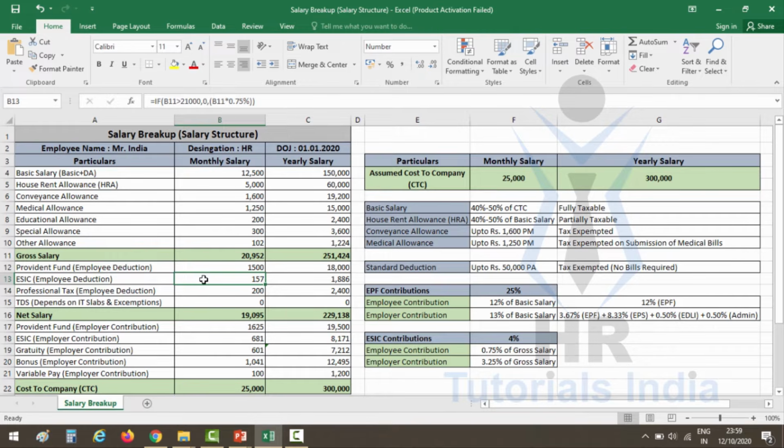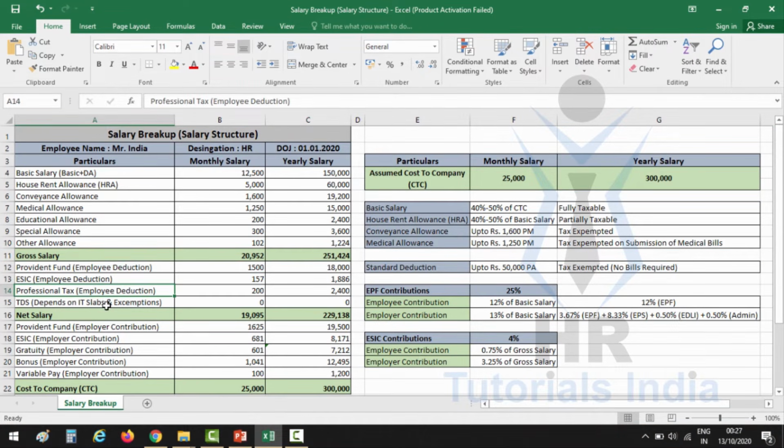Here there is a condition that ESI is applicable for employees whose gross salary is less than or equal to 21,000. Here the gross salary is less than 21,000. Hence ESI is applicable and the employee contribution of ESI is 0.75% of gross salary. So here I mentioned 0.75% of gross salary, which is B11. B11 is gross salary. So here ESI is calculated.